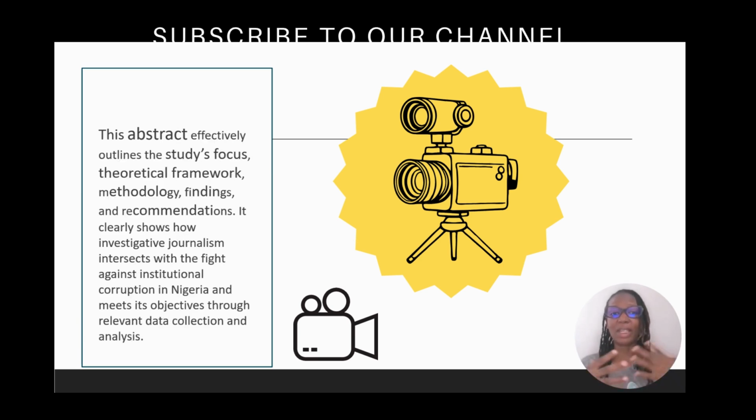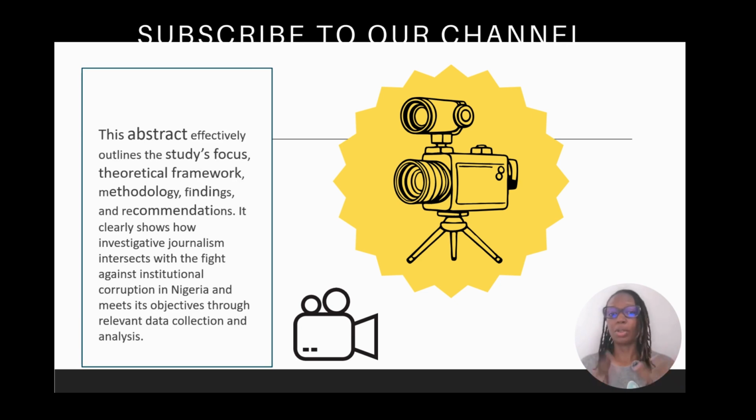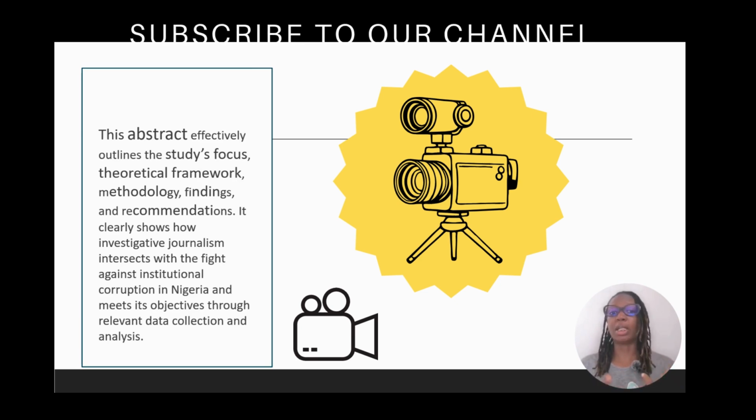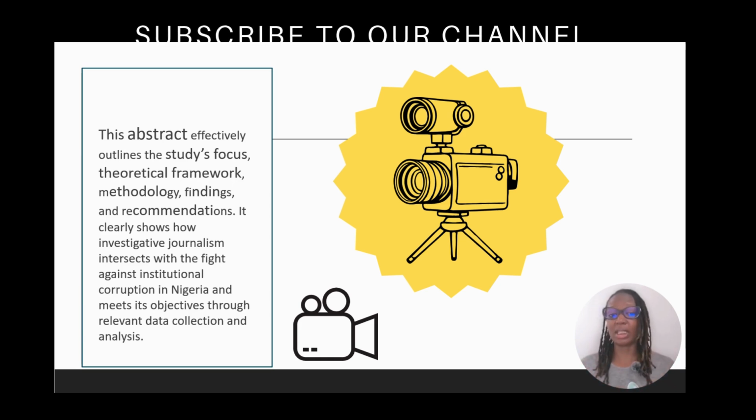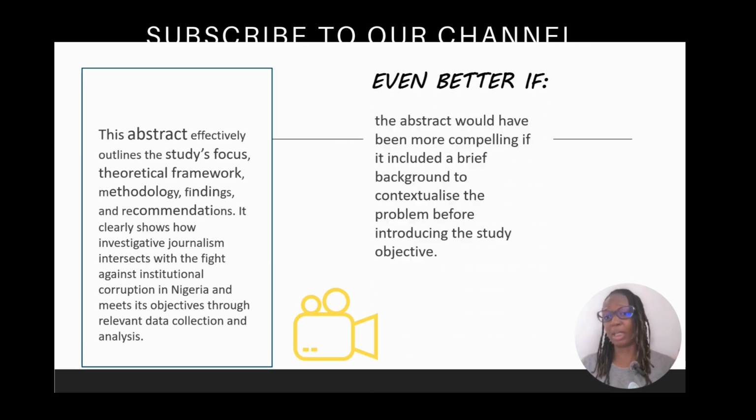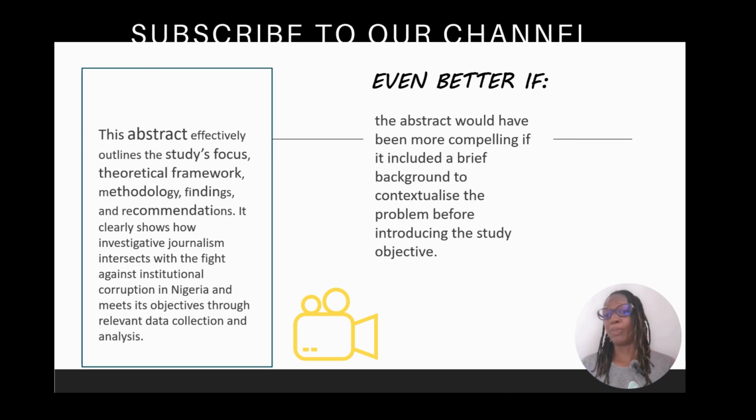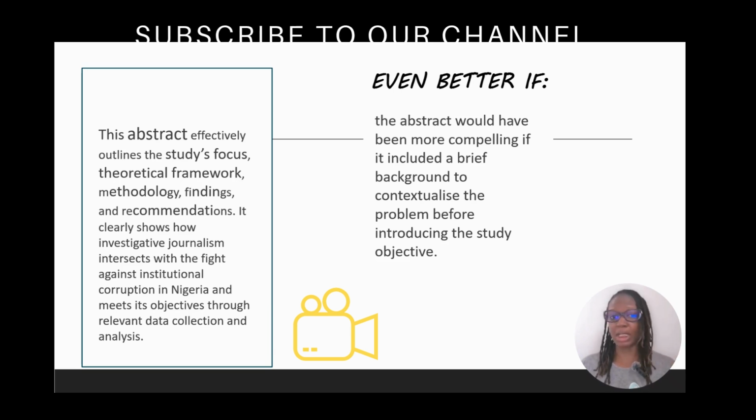Now, this abstract effectively outlines the study focus, theoretical framework, methodology, findings, and recommendation. It clearly shows how investigative journalism intersects with the fight against institutional corruption in Nigeria, and I think it meets its objectives through the relevant data collection and the analysis that was done. However, I think it would have been even better if the abstract had included a brief background to contextualize the problem even before introducing the study objective, because it just went straight up to the study objective.